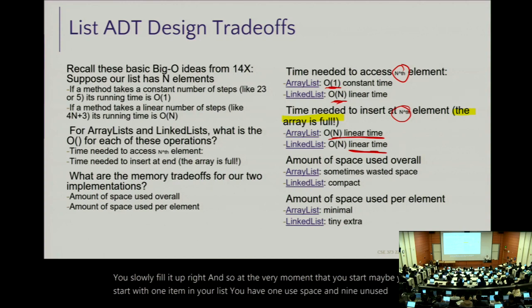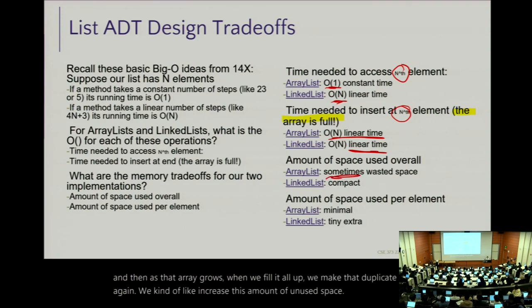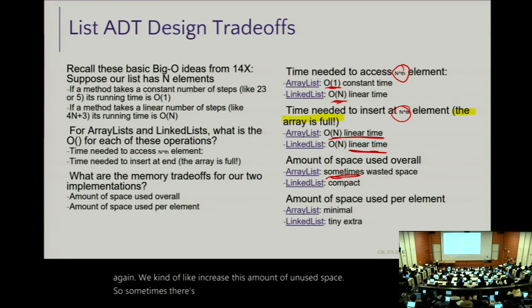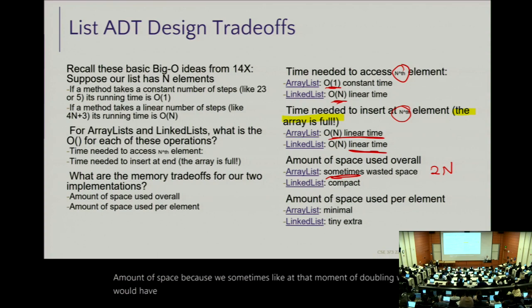And then as that array grows, when we fill it all up, we make that duplicate. Again, we increase this amount of unused space. So sometimes there's wasted space, sometimes there's not. And at its worst, we have like 2n amount of space. Because at that moment of doubling, we would have the same amount of empty space as we would have of used space.